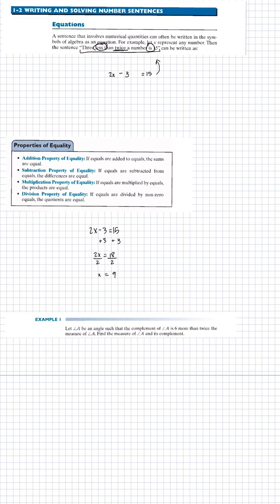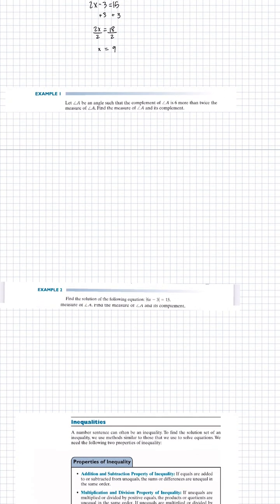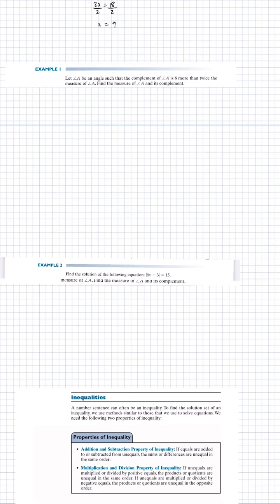Okay, so now let's delve into our first example, which is example 1, and let's read it out loud. Let angle A be an angle such that the complement of angle A is 6 more than twice the measure of angle A. Find the measure of angle A and its complement. So let's decode this. First off, we know that both of the angles added together is going to be equal to 90 degrees because it's A and its complement, meaning that it's a complementary angle.